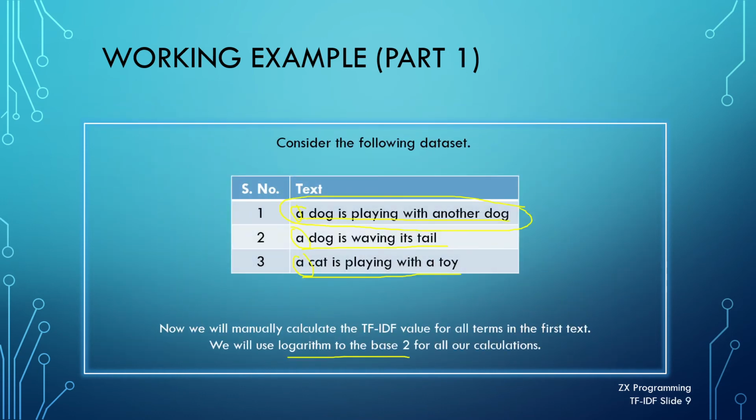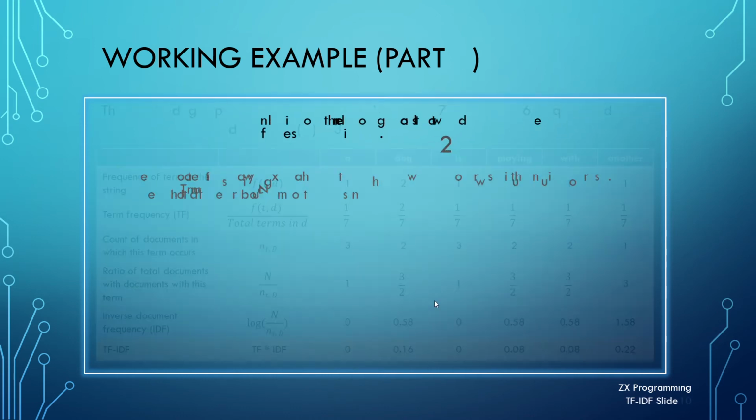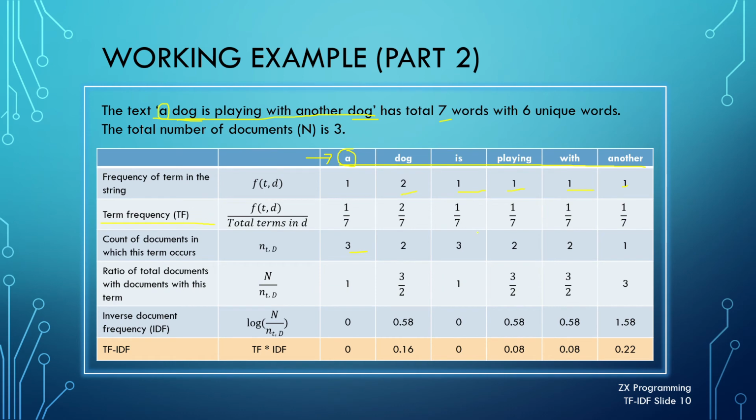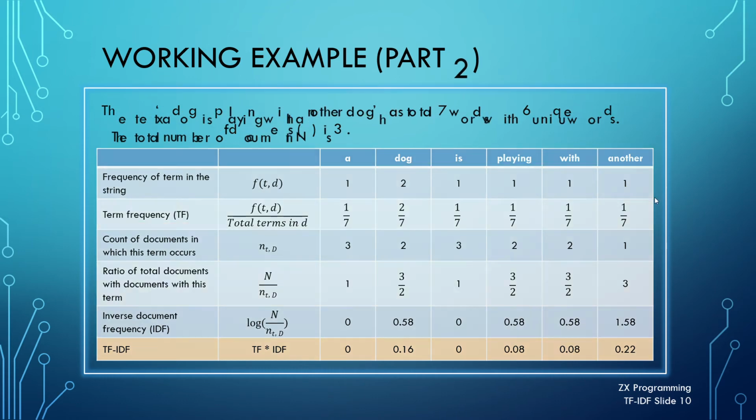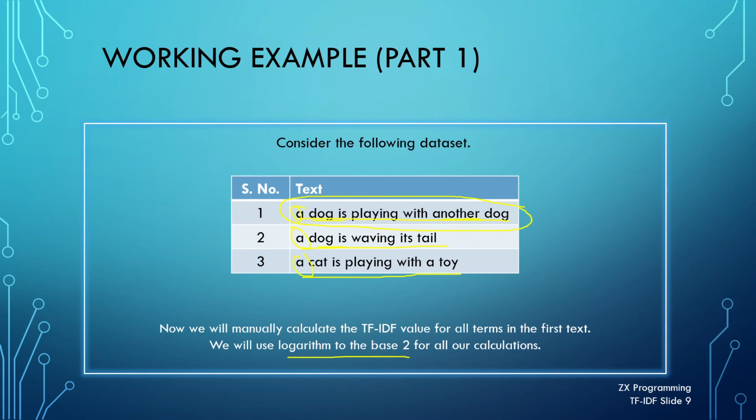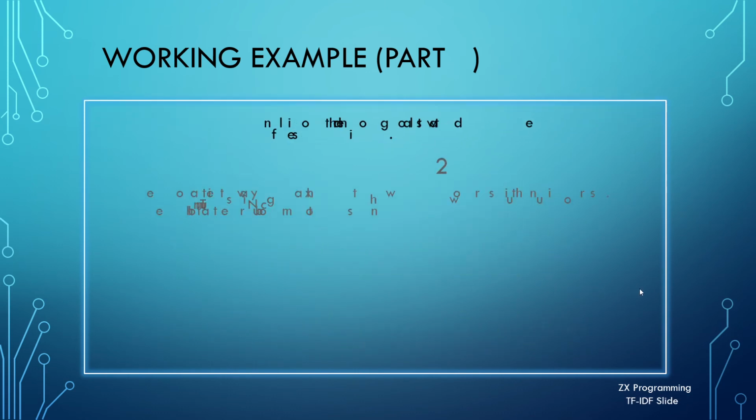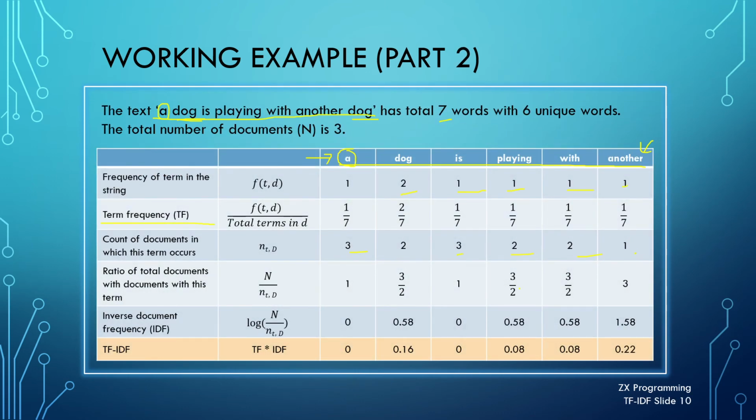Similarly, if we go back, we can see that dog appears in 2 of those data points but not in the third. So this value will be equal to 2. Similarly, we can calculate the count of documents for all other terms accordingly. The word another appears in only one of the documents, the first text, and not in any other. So this value will be equal to 1.